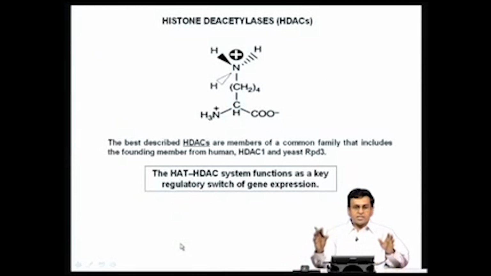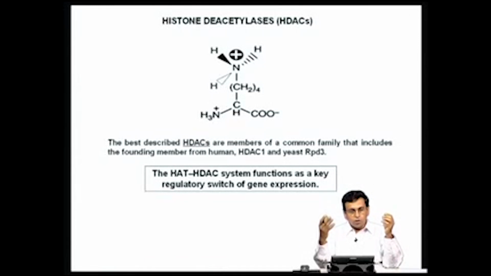Now we will talk about histone deacetylases. Once the acetyl groups are added to the histone molecules, they also have to be removed, otherwise the genes will be turned on all the time. So, how does histone deacetylation take place, what kind of enzymes are involved in histone deacetylation, and what is their role in the regulation of gene expression?